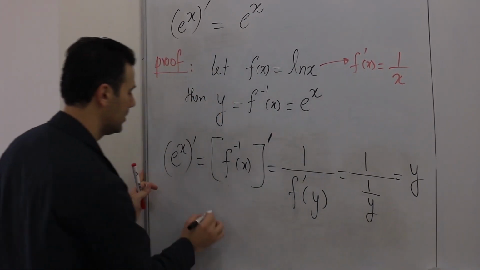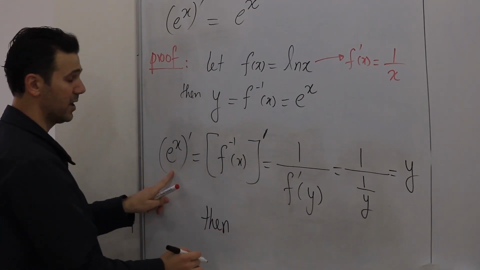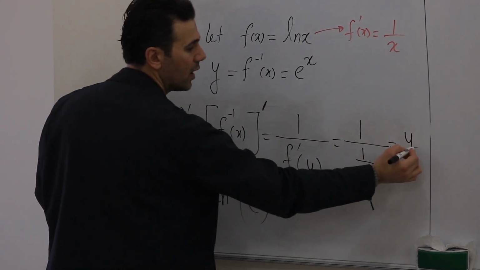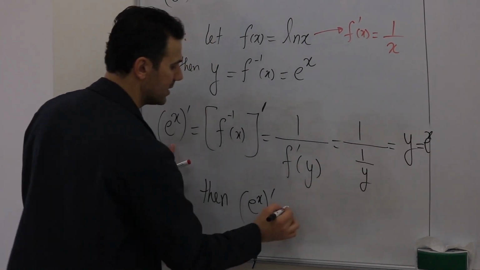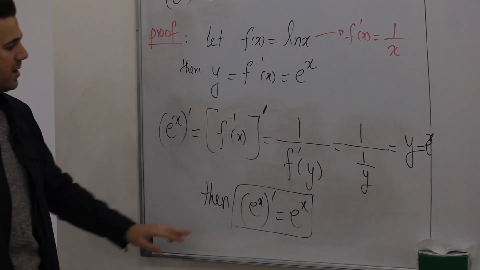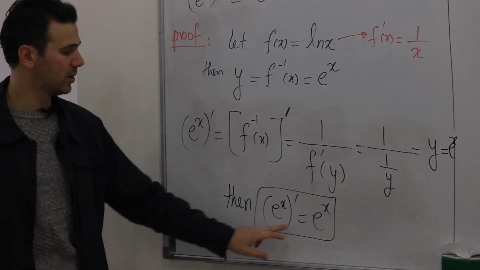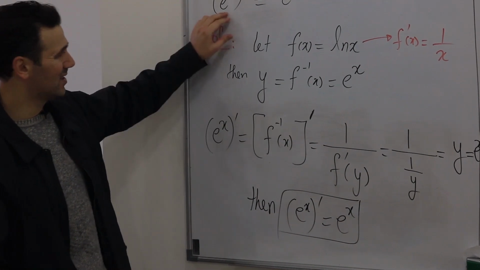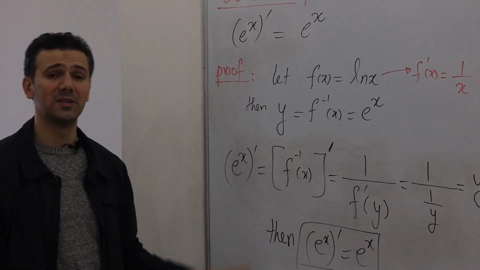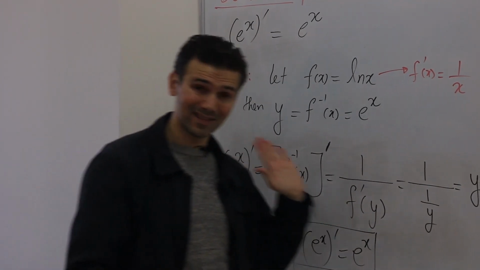Thus, (e^x)' is y, so it is e^x itself. By this, we prove that e^x is the derivative of e^x. We just need to memorize this formula, this rule, and this is for deep understanding of this result.